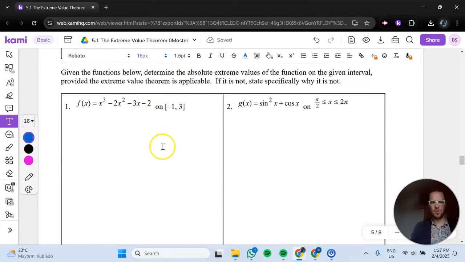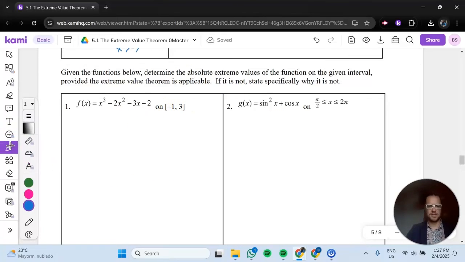Okay, let's try and apply this to a few more here. Given the functions below, determine the absolute extrema of these functions on that specific interval. So just like most things in this class, I'm going to start by taking the derivative. And that'll give me 3x squared minus 4x minus 3. Now at that point, I want to find my critical points. Those are not going to be easy, so I'm going to use my graphing calculator and find those critical points. When I do so, I'm going to get that x is negative 0.535 or 1.869. Now you can do that by simply graphing this and finding the zeros.